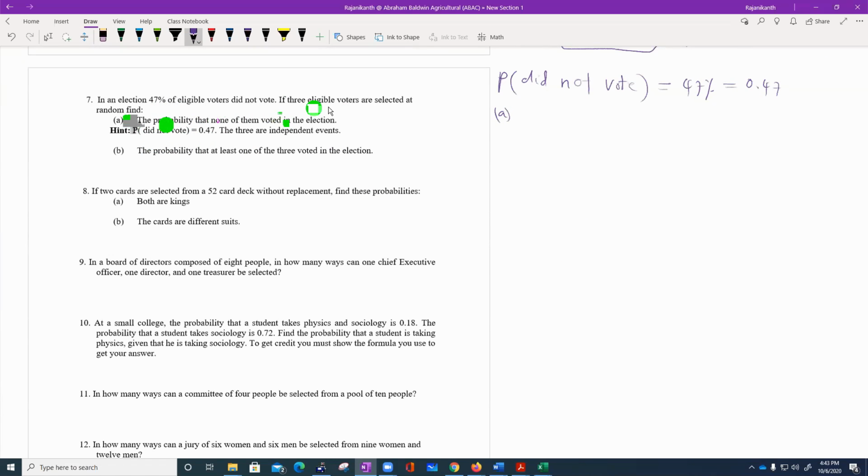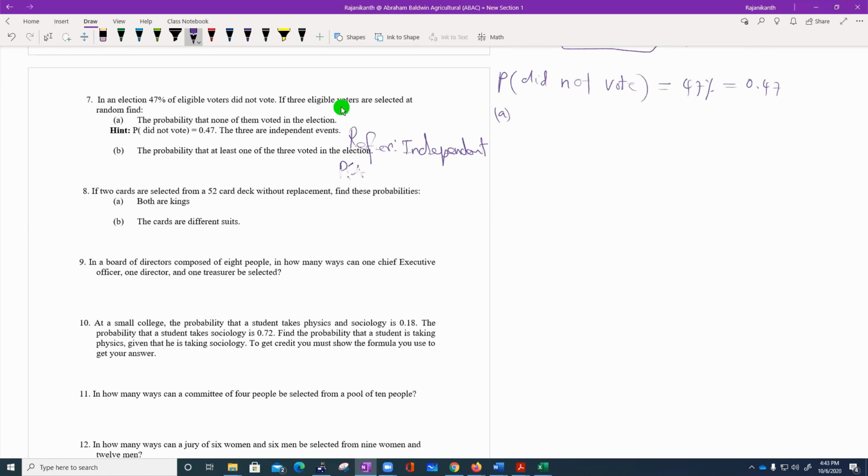The question is now, we are choosing three different people, right? So you could think of all three as independent people, right? Now we are checking the probability, the chance, that none of them voted in the election. There are three, so you could think of all three as independent events. So go and check your notes under independent events, okay? If two events are independent, what does that mean? The probability of one will not affect the probability of another. That is called independent events.